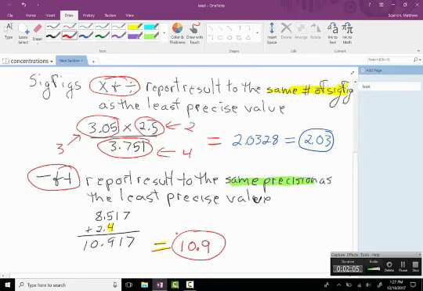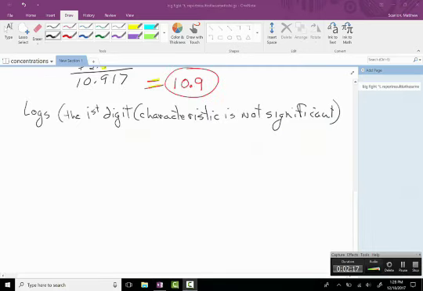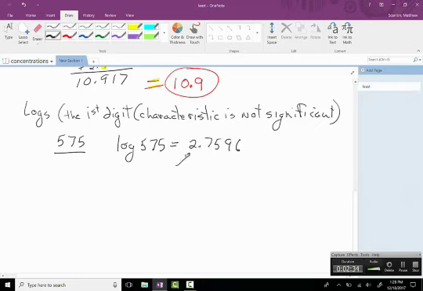Okay, so that's sig figs for multiplication and division and subtraction and addition. I'm going to do logarithms here. You need to know how to do that. It's not hard. When we take the log of a number, for example, suppose we have 575, that has 3 sig figs. When we take the log of 575, we get an answer that is 2.7596. This is called the characteristic, and this is called the mantissa. We are only reporting sig figs for the mantissa.